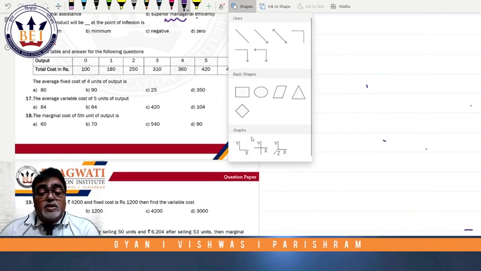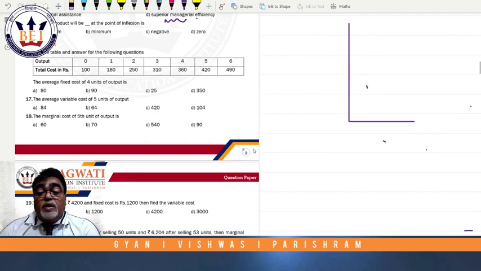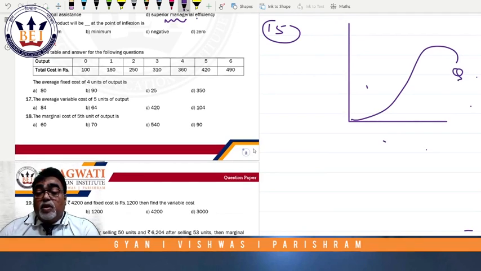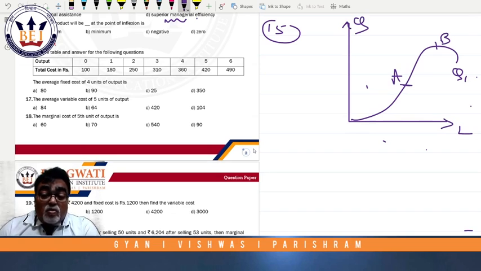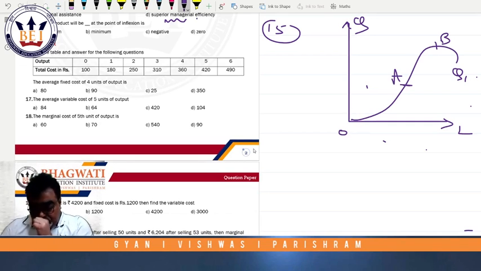Let me draw this part so that it will be convenient to understand. Beta, this is the total product curve. The total product curve is purely dependent on the law of variable proportion. What does it mean? Initially it is increasing at an increasing rate. After a certain point, it keeps on increasing at a diminishing rate, reaches a maximum and absolutely falls.